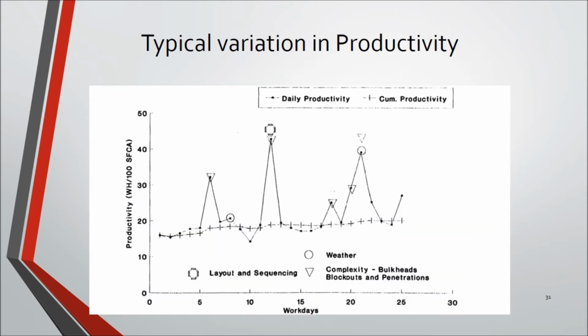The above chart depicts the variation in productivity with changes in weather, complexity of design and sequencing of the activities on the site. Points to notice are the spikes in the daily productivity, due to proper sequencing of activities or due to reduced complexity of designs for favorable weather. However, the cumulative productivity remains more or less the same.